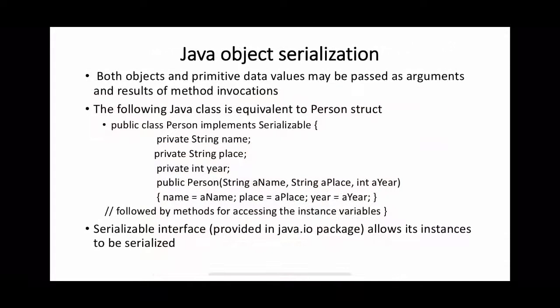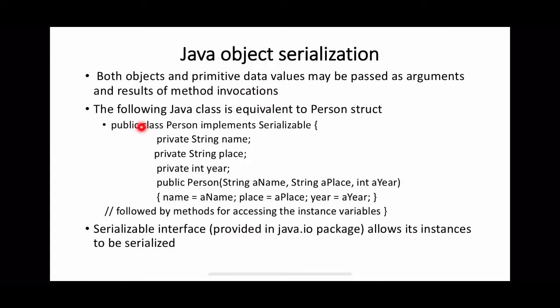Now the second method of external data representation, that is Java object serialization. Any object or primitive data types may be passed as arguments or results in remote method invocation, right? So there is the requirement that these objects and the primitive data types have to be converted into some external data format. We can see how it is done using Java object serialization. In the previous example, we had a struct person defined by the CORBA standard. Now we can see how it is converted into a Java class.